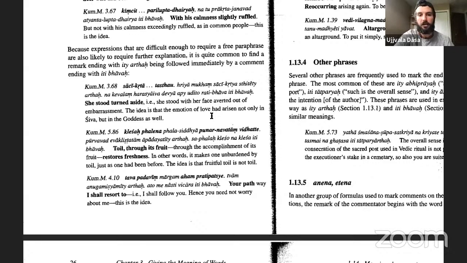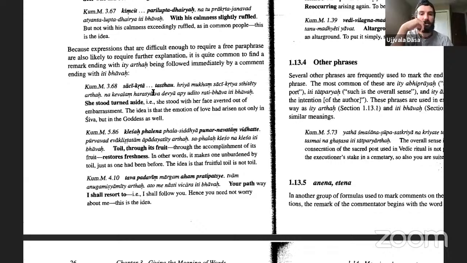Sachi krita tastau hriyamukam sachi kritya stitetyartaha. Na kevalam harasyaiva devya apyudito rati bhava iti bhava. Sachi krita tastau. She stood turned aside, i.e., she stood with her face averted out of embarrassment. So ityartaha: hriya mukam sachi kritya stita, or stita because it's feminine. So she stood having turned to the side. Hriya mukam, out of embarrassment.